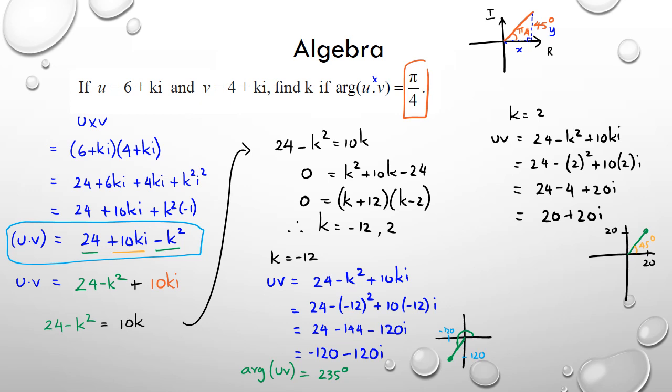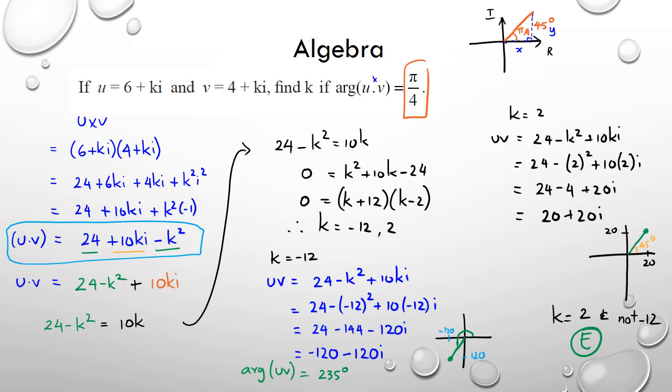So therefore, the only value for k where the argument of UV equals 45 is k equal to 2, and not minus 12. So it won't actually work for minus 12. That's what you need to do for this question for an excellence. In terms of grades, I think you need to prove that k is equal to 2, and having that logical chain of reasoning means you get an excellence.